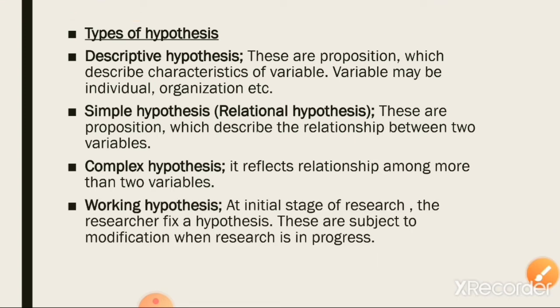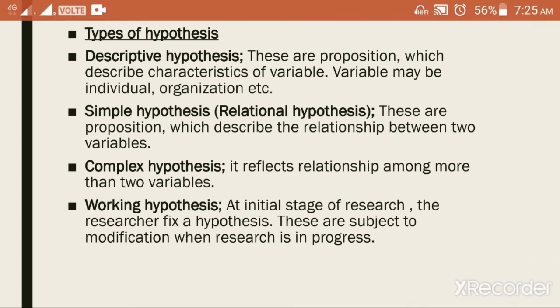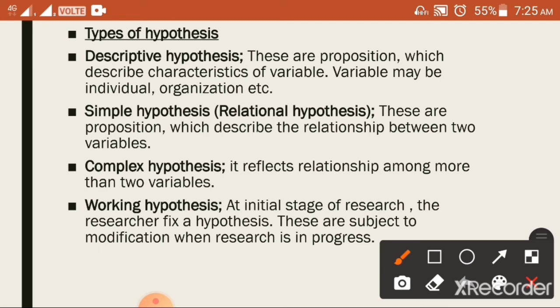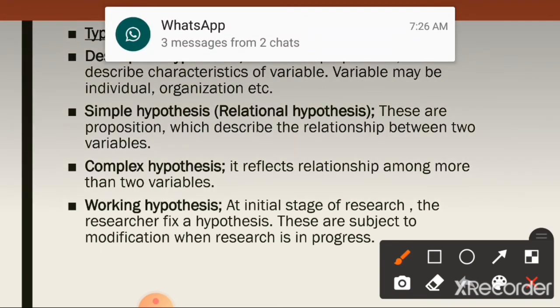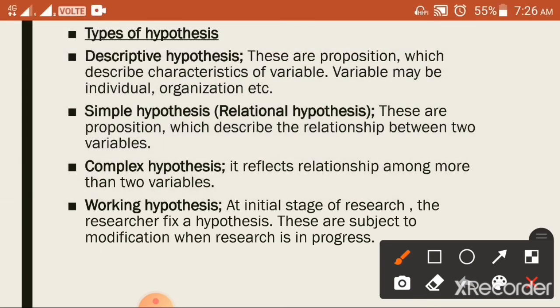Next, working hypothesis. Working hypothesis is the initial stage of hypothesis, at the initial stage of research. While we are starting a research, we just prepare a hypothesis. It is a provisional hypothesis. It may be subject to modification when research is in progress.